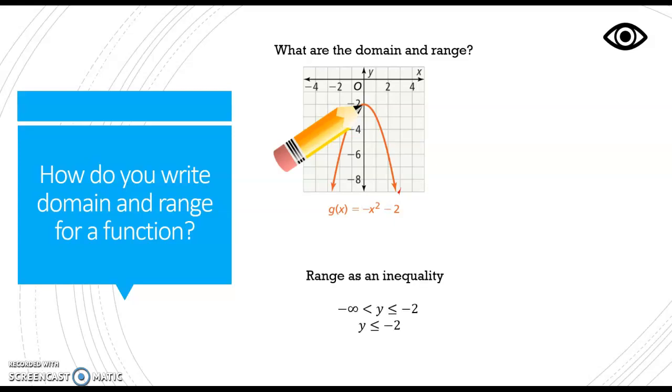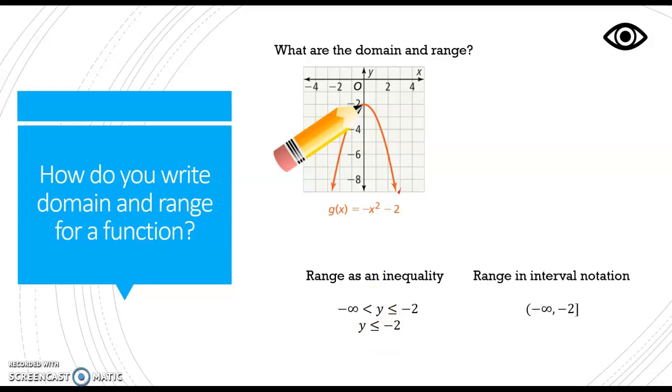For range, I'm looking at the y coordinates. So here's the range as an inequality. There are two ways of writing that inequality. One way is starting with that negative infinity, and the other one is just saying y is less than or equal to -2. This is the way that your book writes it. Actually, your book will not include the negative infinity, and I think Pearson will mark you wrong if you use the negative infinity. So be careful of that.